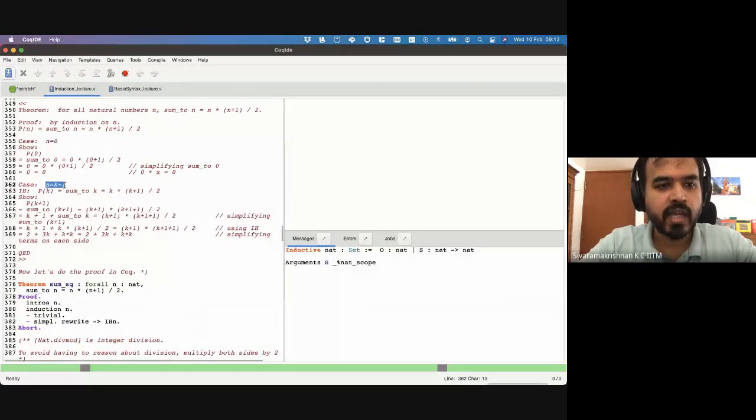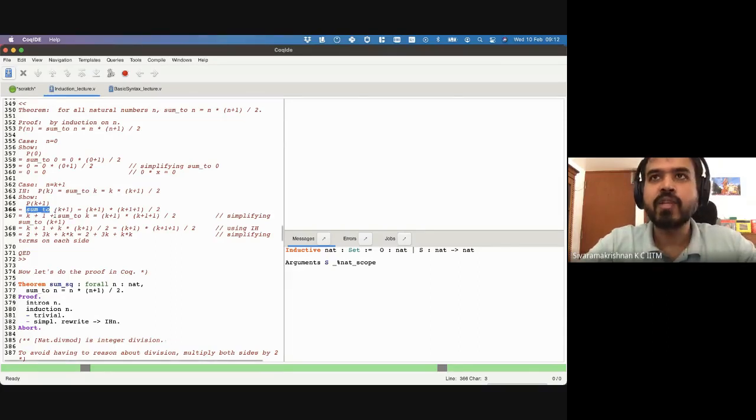For the inductive case, you have to show that the property holds for k plus 1, assuming P of k holds, which is this term, right? Sum of k equals k times k plus 1 divided by 2. If you do the substitution, you will have to do algebraic reductions, right? So you simplify the definition of sum2, right?